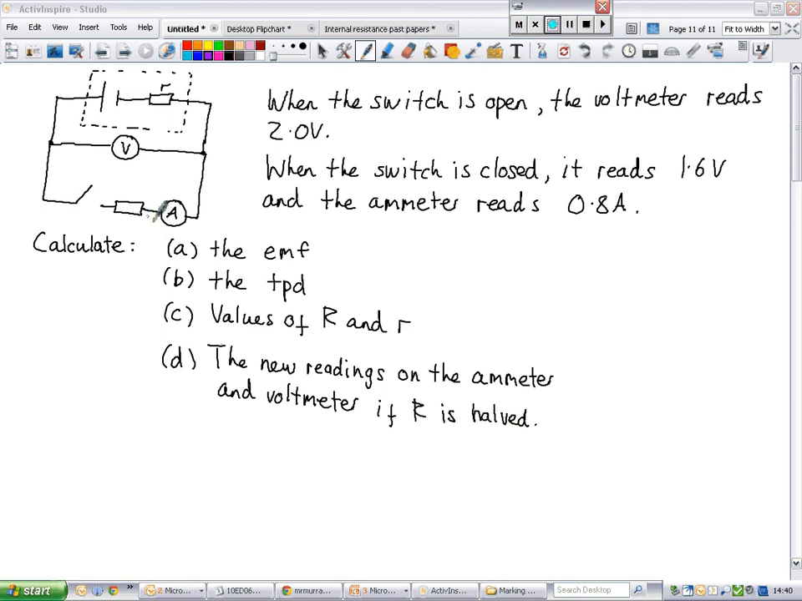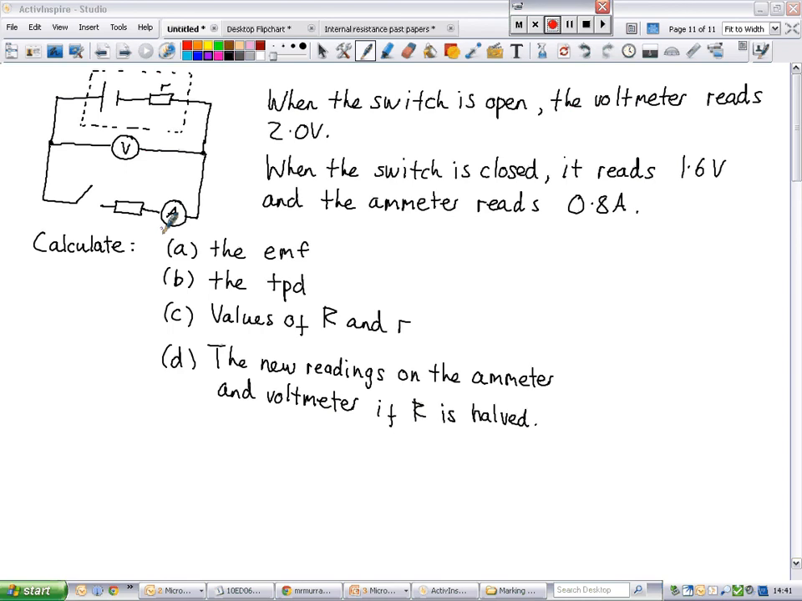This ammeter will measure the current that flows through the circuit. Remember that current will be the same here in the external part of the circuit as in the internal part of the circuit, which is inside the dotted box there. So initially when the switch is open the voltmeter reads 2 volts, so that's when no current is flowing, and when the switch is closed it reads 1.6 volts when current is flowing, and the current here is 0.8.